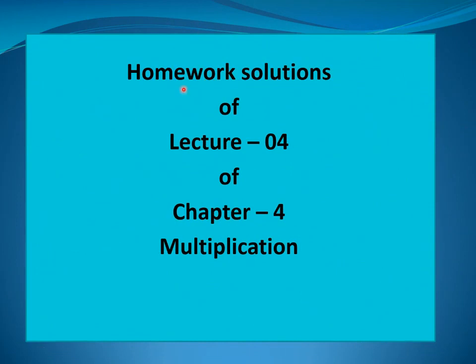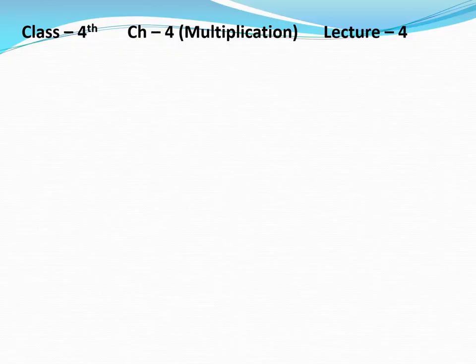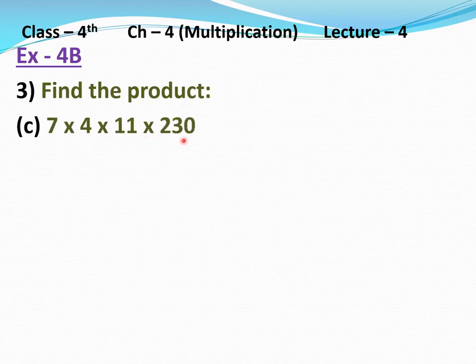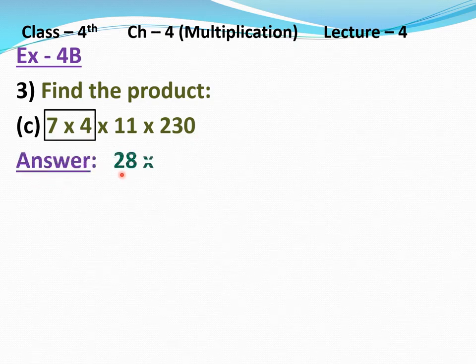Now I will discuss homework solutions of lecture number 4 of chapter number 4, multiplication. Now exercise 4B, question number 3. Find the product. C part. 7 multiply 4 multiply 11 multiply 230. First multiply 7 by 4. See, 7 4s are 28. Write down answer: 28 multiply 11 multiply 230.